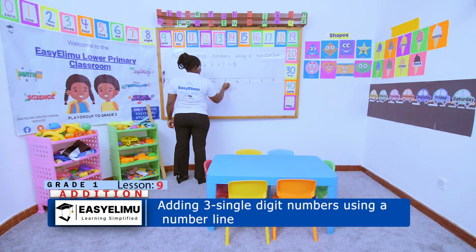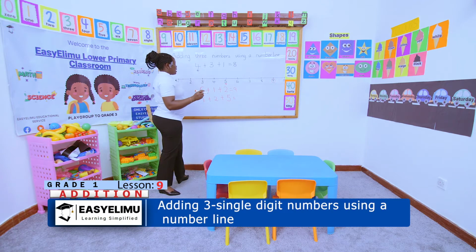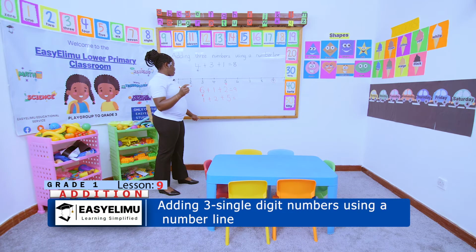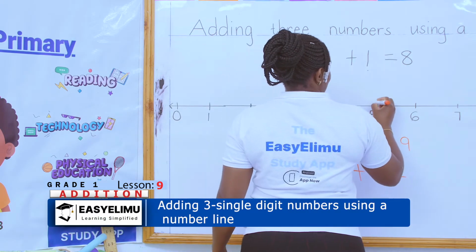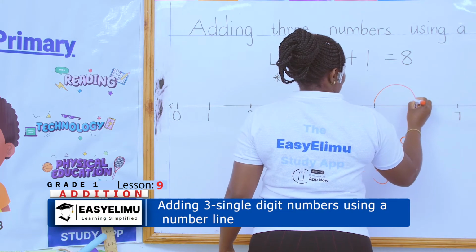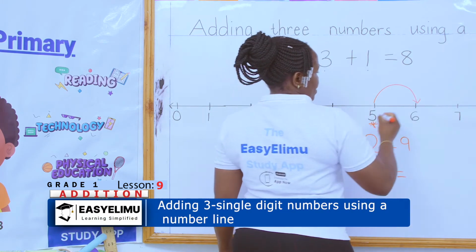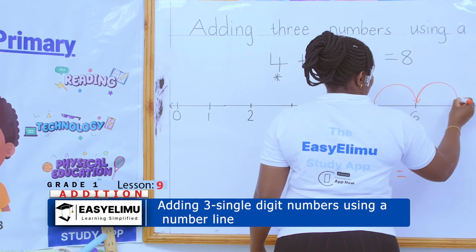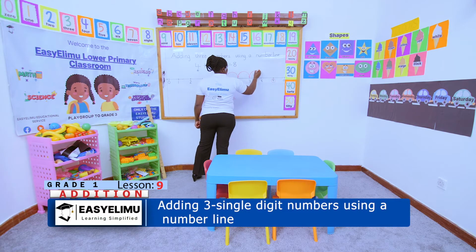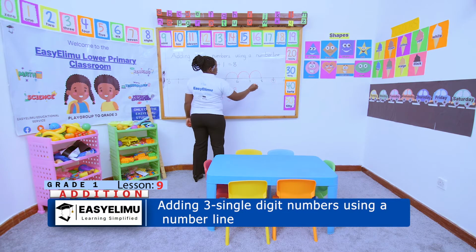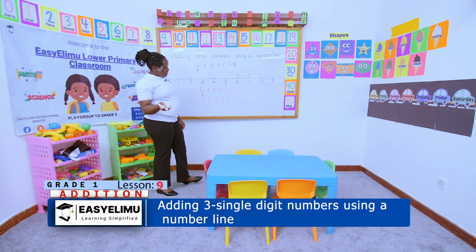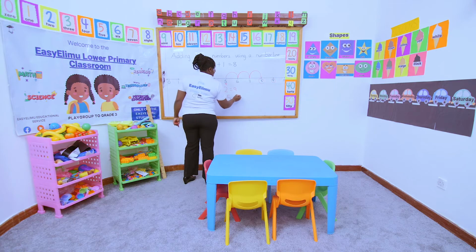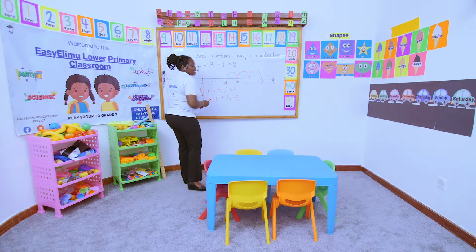Very good. So come where 5 is. Put a star. Then you'll be asked, how many steps are you supposed to move from 5 forward? You'll first move 1 step and then move 2 steps. So from 5, I will move 1 step and then I move 1, 2. So Johnny, where will you stop at? You will stop at 8. Very good. And that will be my answer.